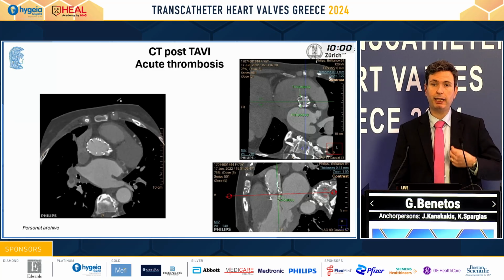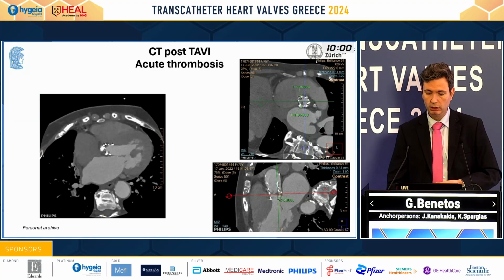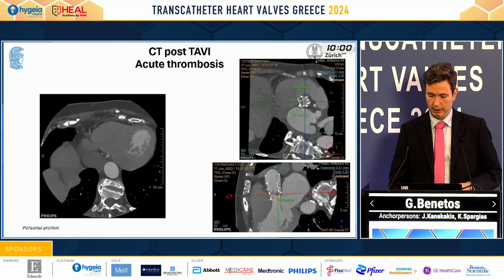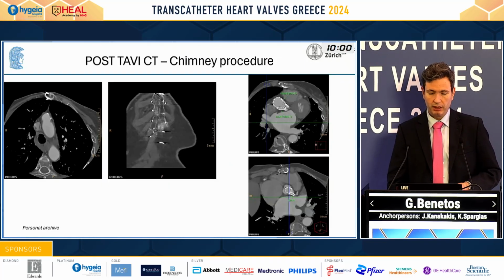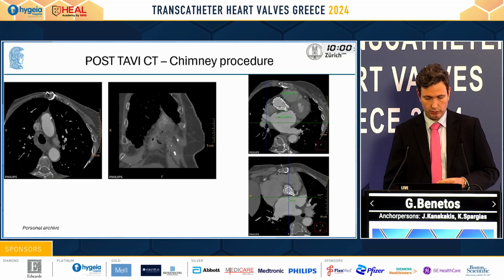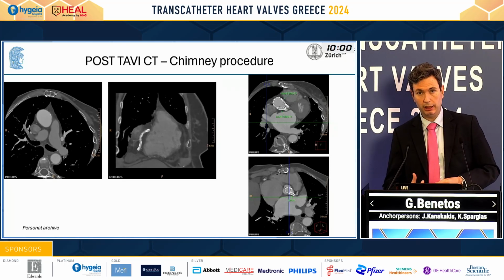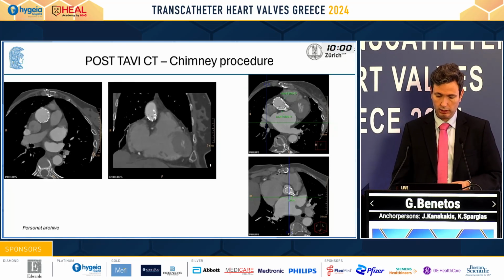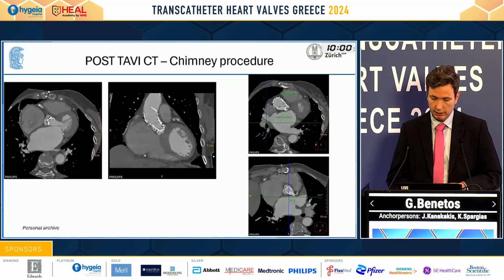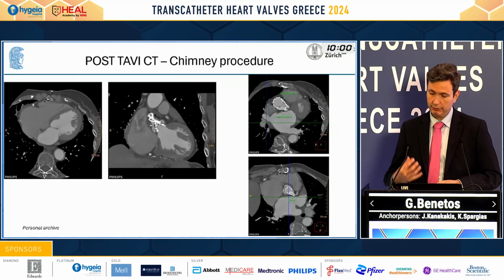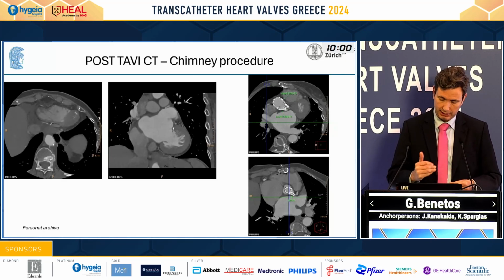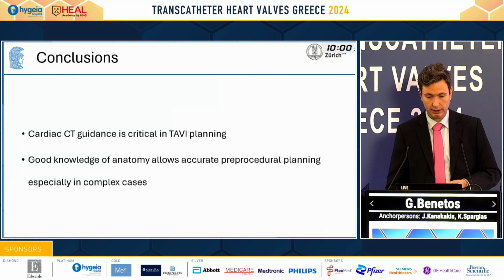This is an example of an acute thrombosis on a post-TAVI CT, where we see the hypoattenuated masses in the aortic valve. And this is a recent case from my personal archive with the post-TAVI CT in a case where a chimney procedure was performed, where we can see the stent extending from the left main towards the ascending aorta between the struts and the wall of the ascending aorta.